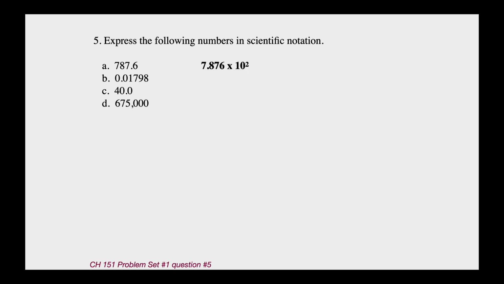Now, assuming you have figured it out, then you just want to check these. Remember that numbers larger than 1 will have positive exponents in the times 10 part. So this would be 7.876 times 10 to the 2nd. Again, if you move the decimal to the left, you end up making a positive exponent. So we moved it 2 to the left. That's where the positive 2 comes from right there.